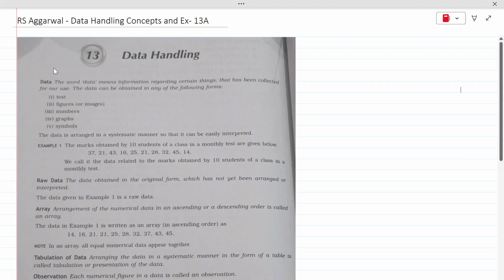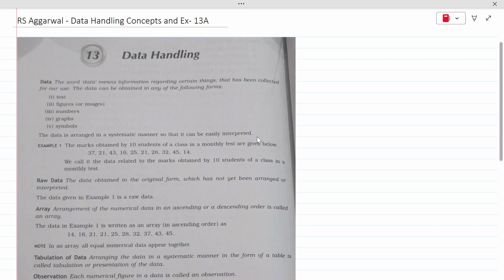So the first one is, what is data? We know now what is data. The word data means information regarding certain things that has been collected for our use, and it can be obtained in any of the following forms, which are text, figures, numbers, graphs and symbols. And then the data is arranged in a systematic manner so that it can be easily interpreted. Okay, so we know what data is.